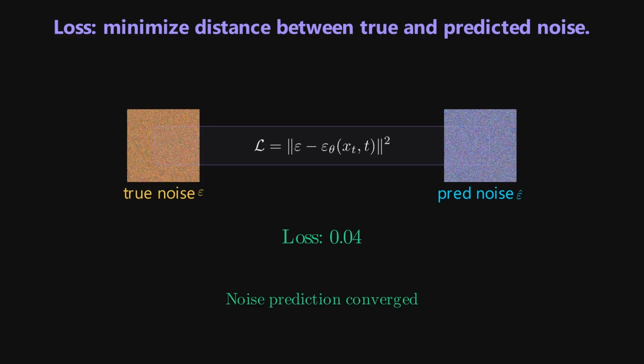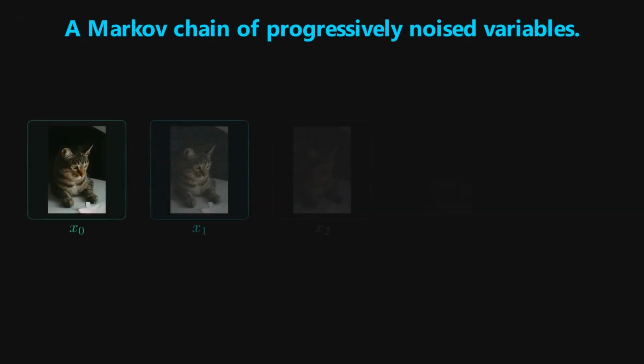During sampling, we do the opposite. We start from Gaussian noise and repeatedly remove what the model thinks is noise. Step by step, the static begins to organize itself. Diffusion, in this sense, is not just image generation. It is the art of learning how to reverse destruction. The intuition is simple. Add noise, then learn how to remove it.